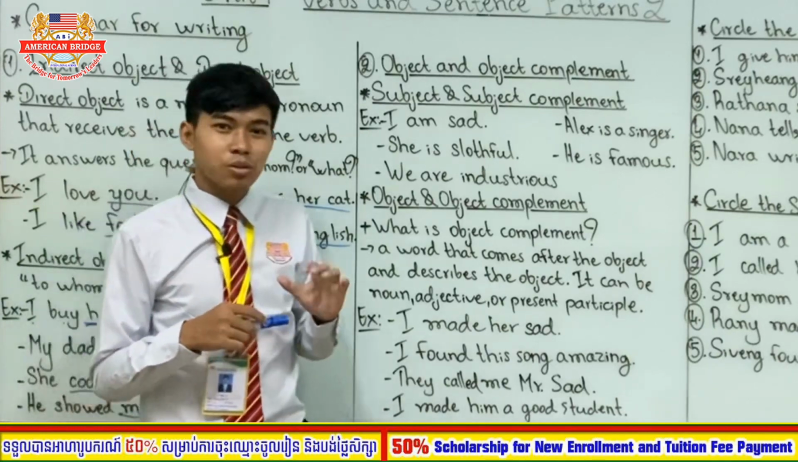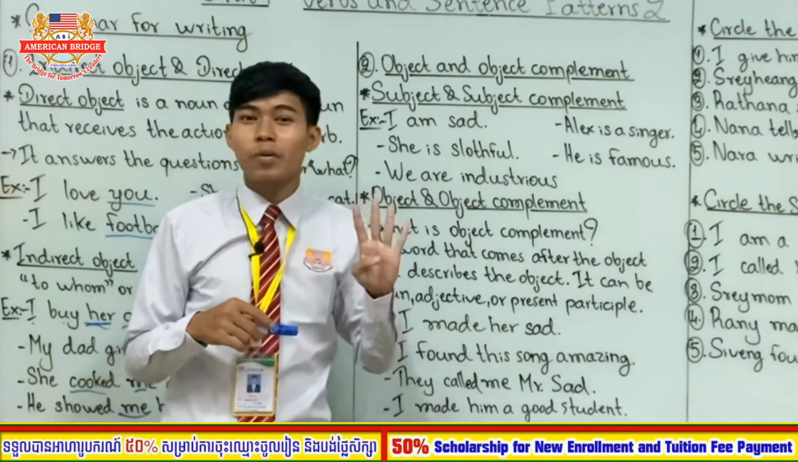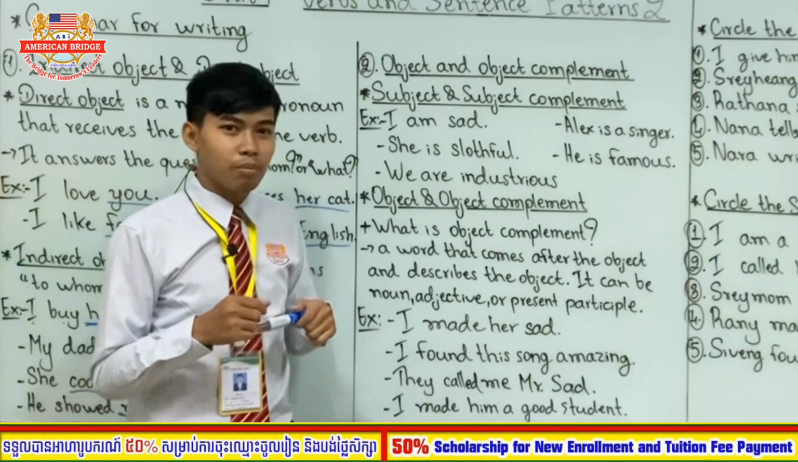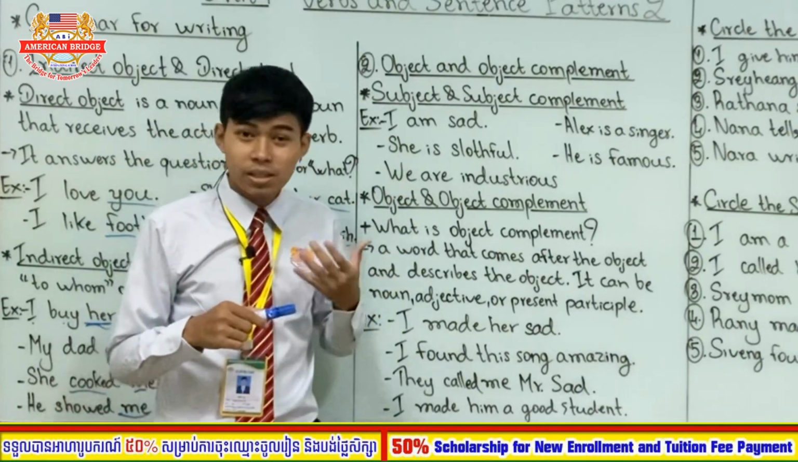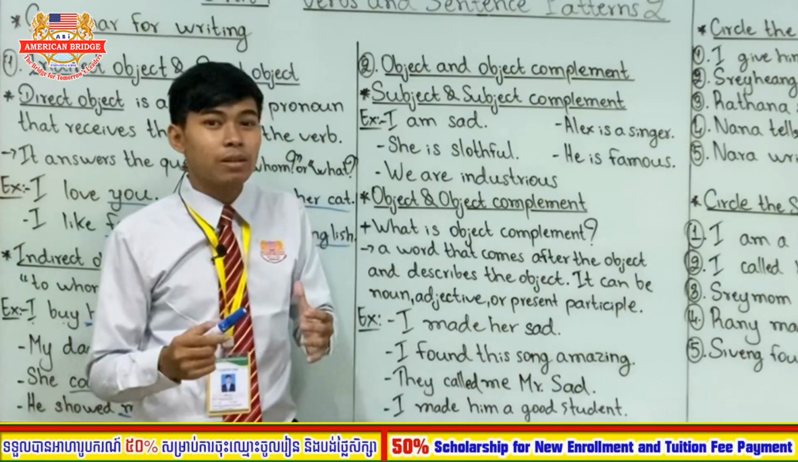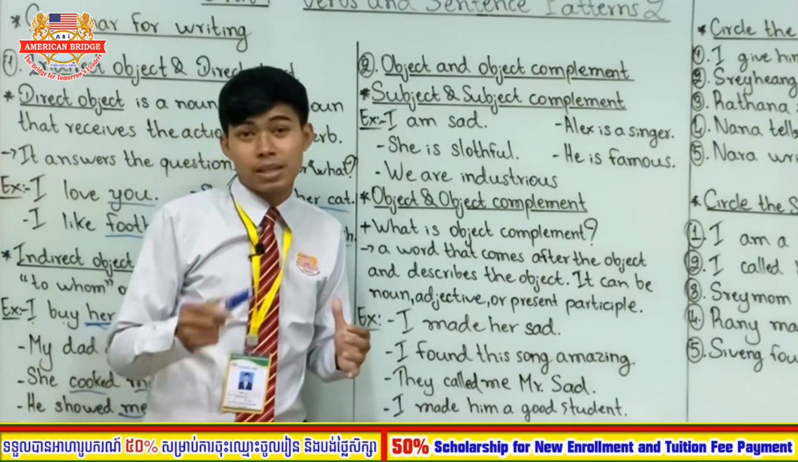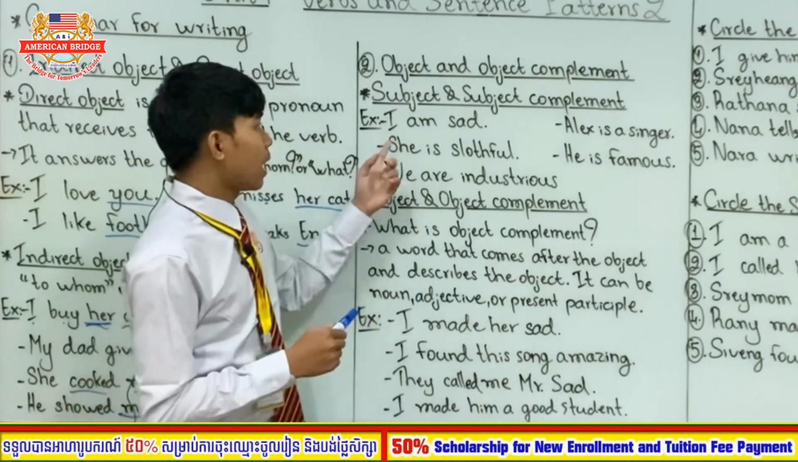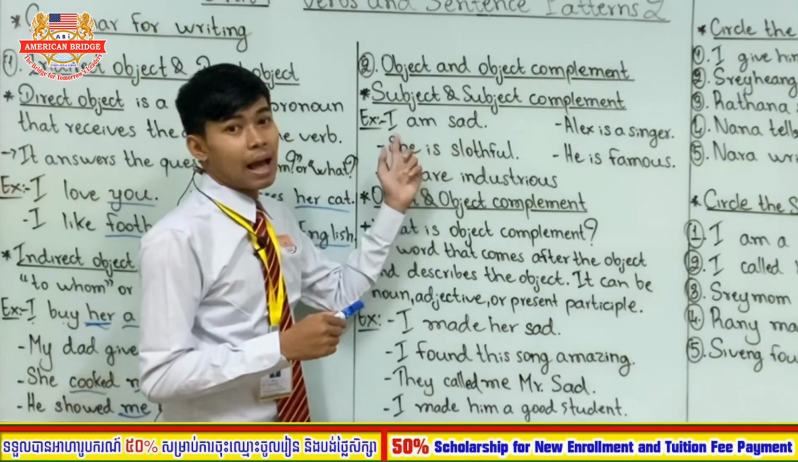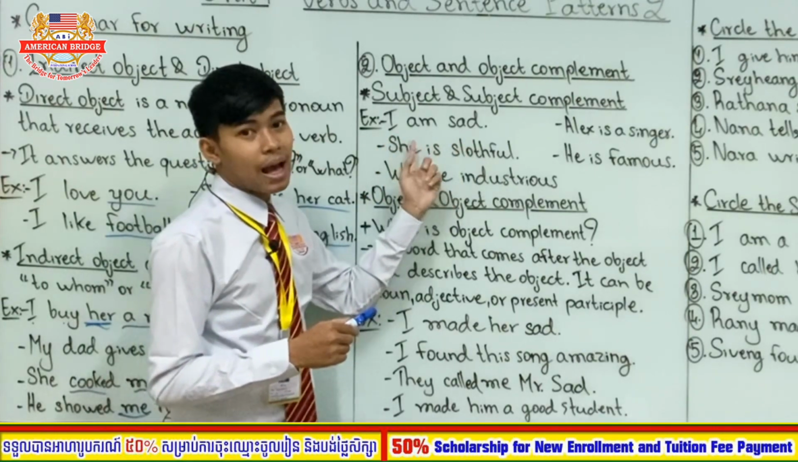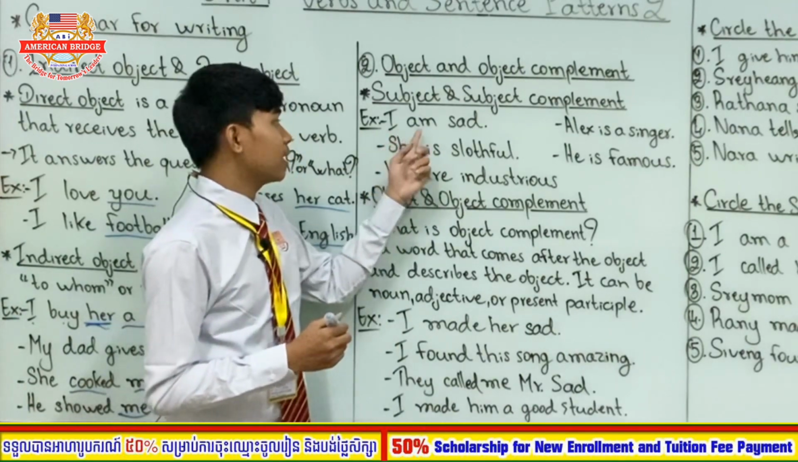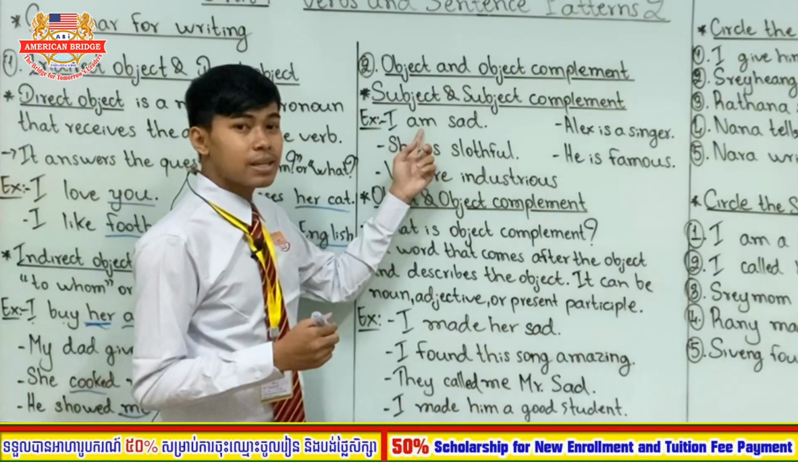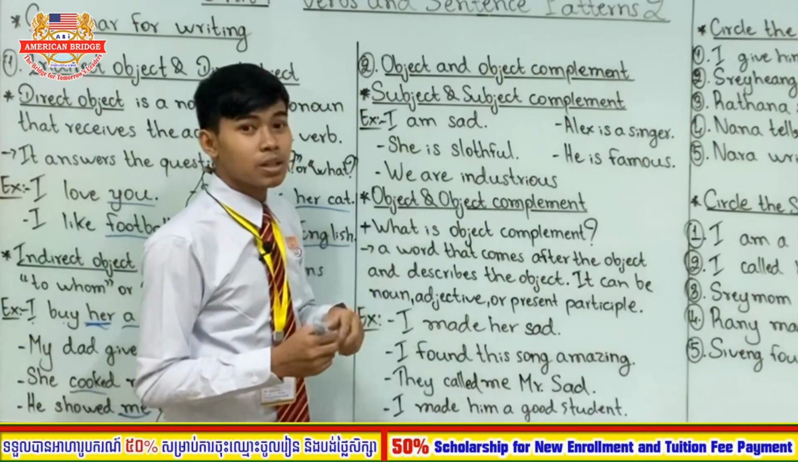Like I told you 4 weeks ago, what is subject complement? Subject complement is a noun or an adjective that comes after a linking verb and it describes the subject. Look at the example here. I am sad. So the subject is I, right? The "am" here is verb to be. Sad here is subject complement.